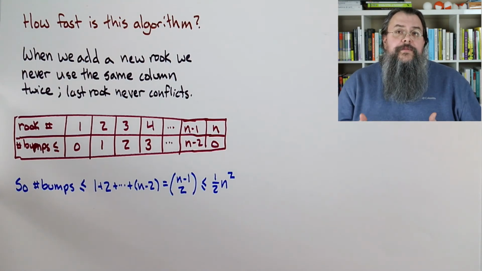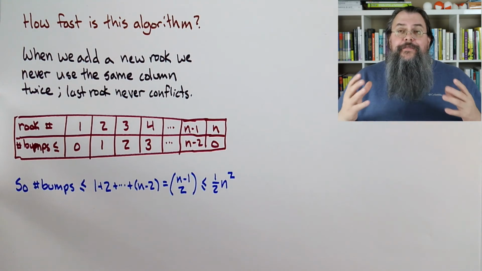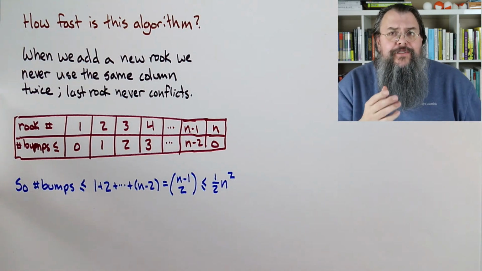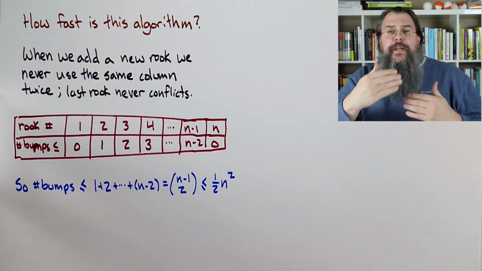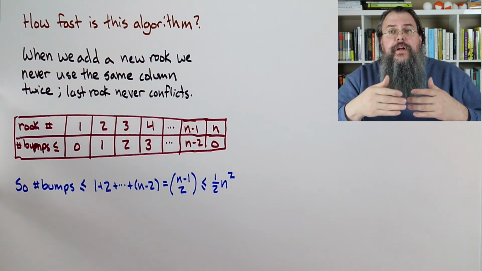One of the things that you often look at when you have an algorithm is you say, okay, great, I have this lovely algorithm. How fast is it? In other words, how many steps do I have to take to run before I reach the end?